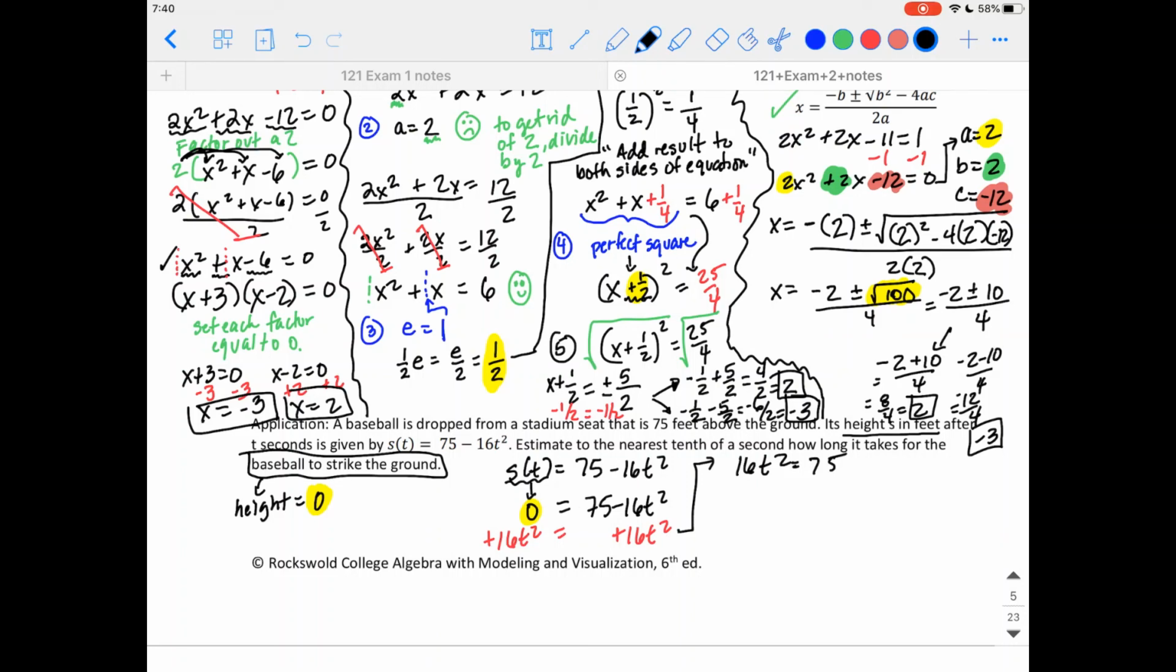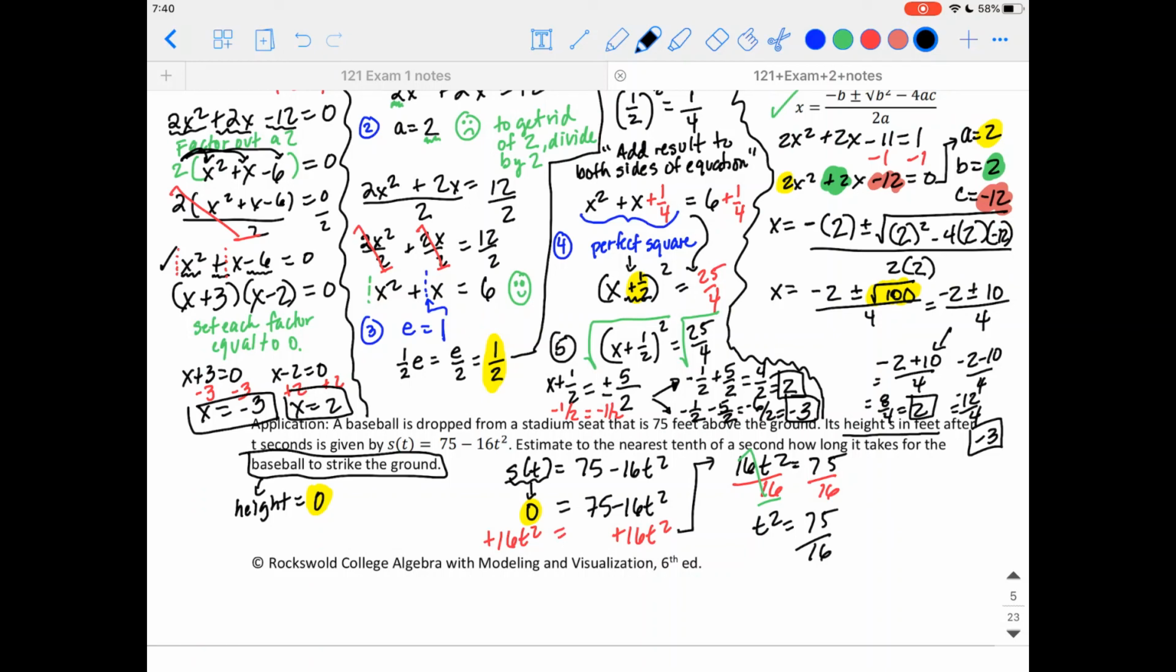Now my t squared, my t is not by itself. It has a 16. It's multiplying. So to get rid of it, I'm going to divide by 16. And so 16 divided by 16 simplifies to 1, times t squared gives me t squared is equal to 75 over 16.